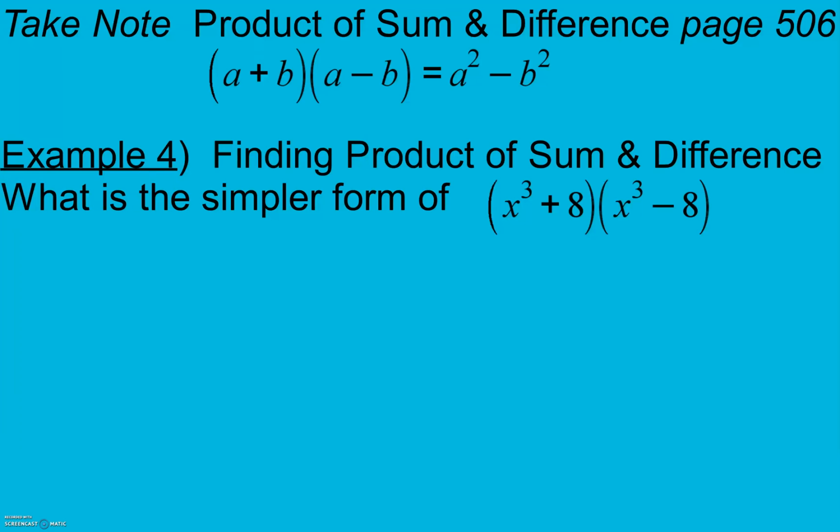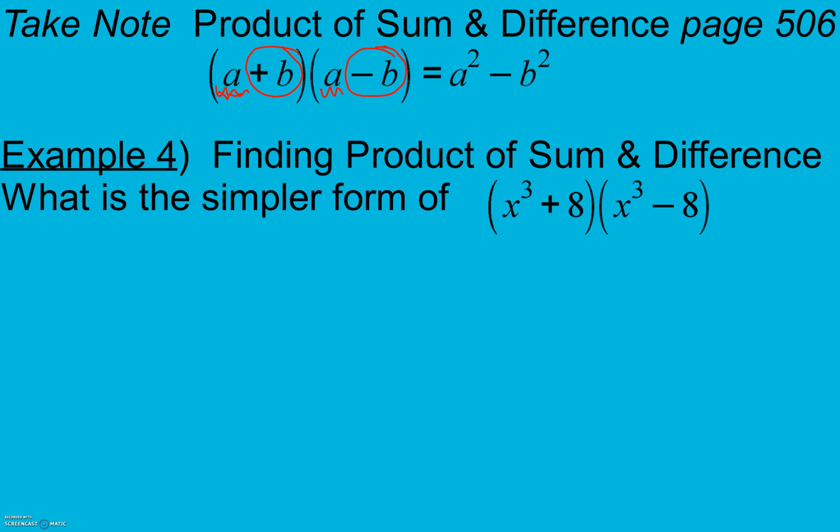Continuing on here in section 8.4, we're going to start off with the take note on page 506, the product of sum and difference. Here, if our first terms are the same and our last terms are opposite, which means the same number but different signs, we're always going to get a squared minus b squared. So our first term squared minus our last term squared.